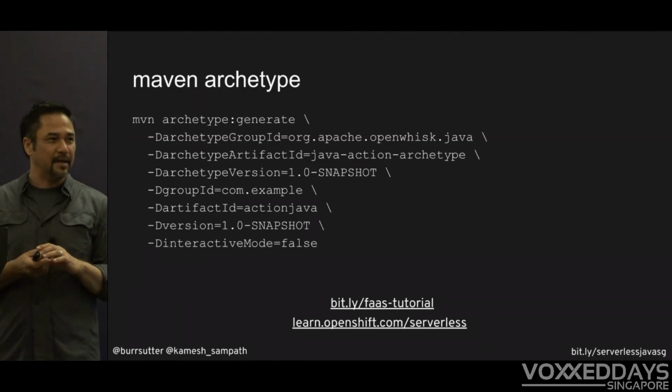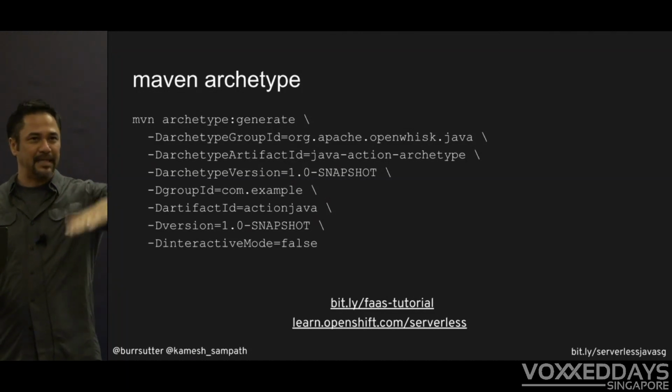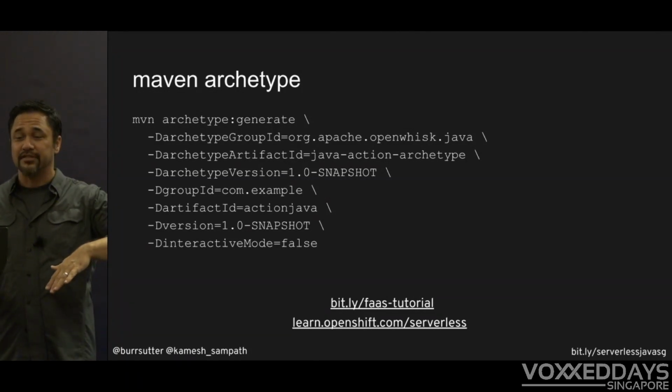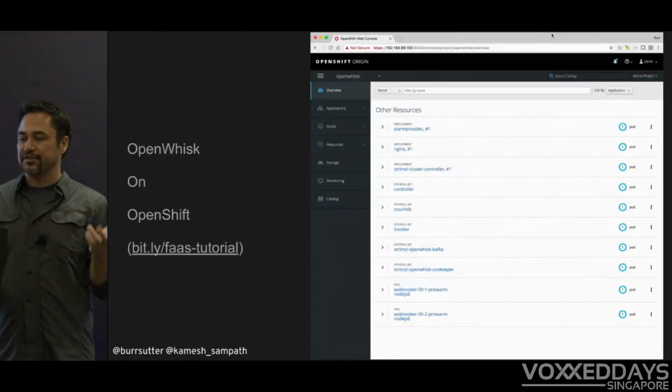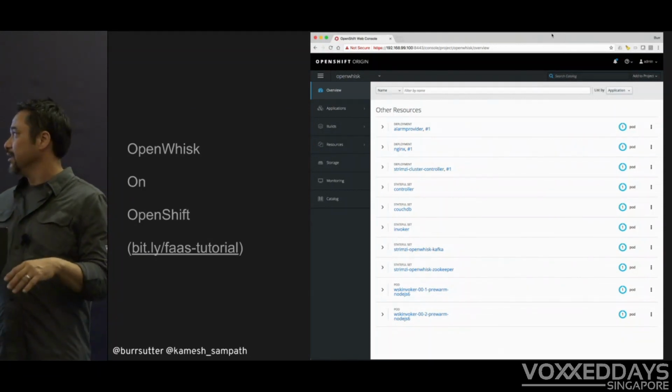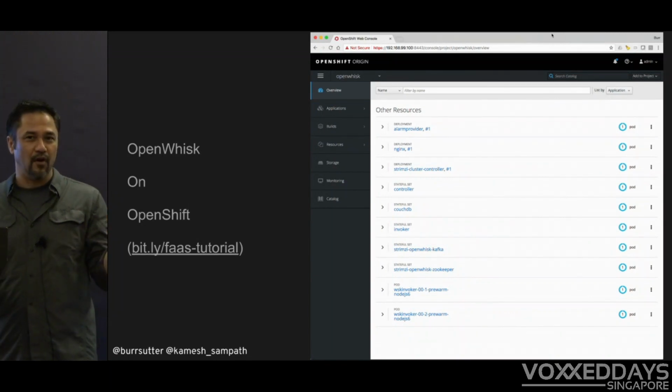There is a nice archetype that could be available to you, so just be aware of it. It'll generate the base template Java project for you to get you started, right? So just bear in mind that you have access to that as a Java programmer. And if you install OpenWhisk on OpenShift, you will see these components. We'll show you this in a second, but you can see all these components that are actually part of the backbone of OpenWhisk itself.